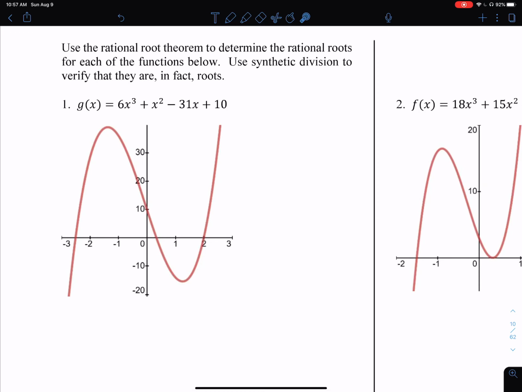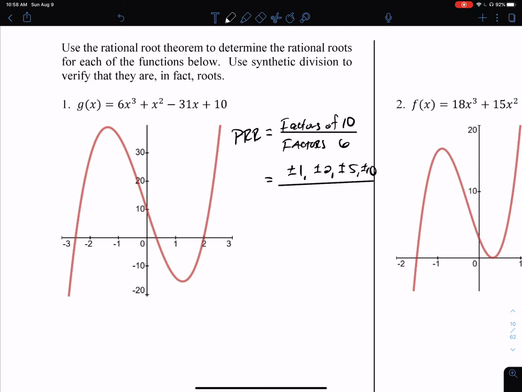Use the rational root theorem to determine the rational roots for each of the function below. Use synthetic division to verify that they are in fact roots. So I'm going to first list the possible rational roots. I'm going to take factors of the constant and divide it by factors of the leading coefficient. That's plus or minus 1, plus or minus 2, plus or minus 5, plus or minus 10, over plus or minus 1, plus or minus 2, plus or minus 3, plus or minus 6.